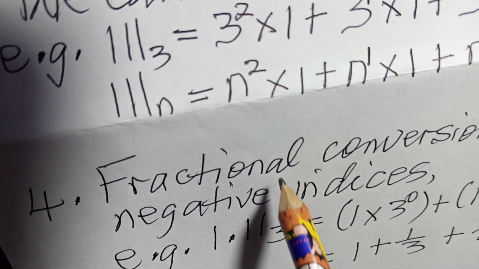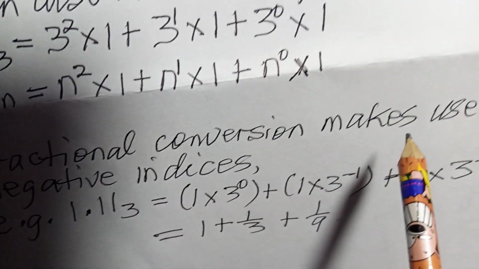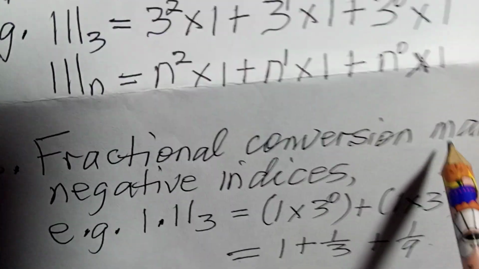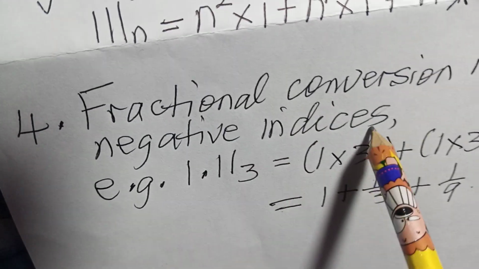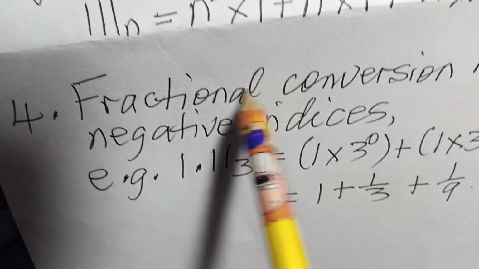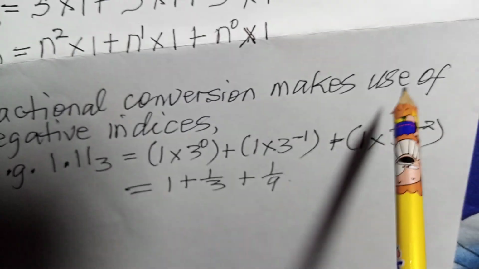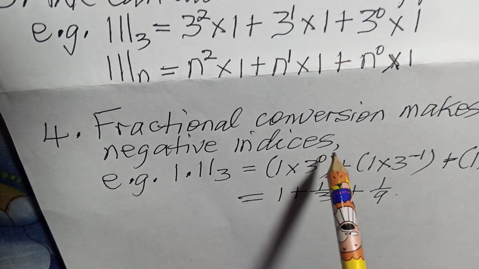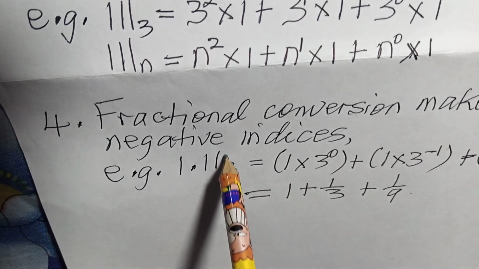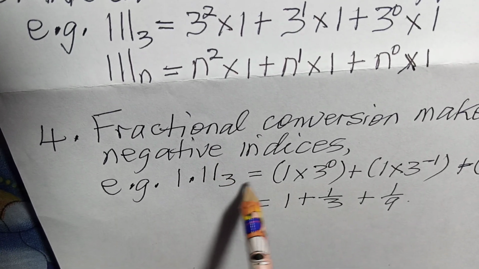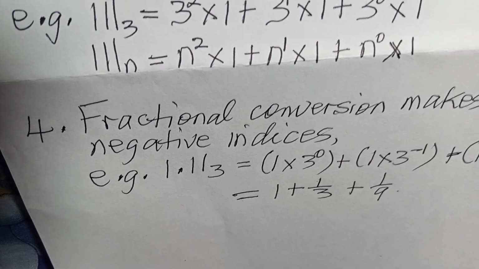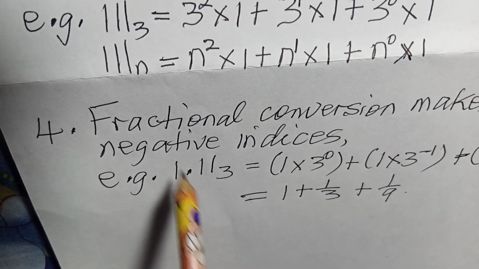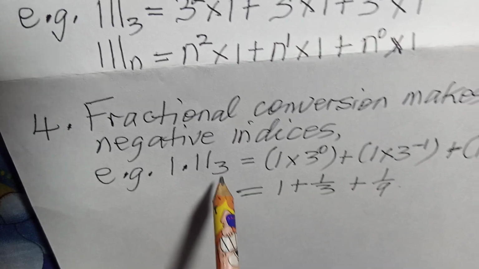And 4, we have fractional conversion. Fractional conversion makes use of negative indices. This is fractional. See, 0.11, that is a fraction. We have 1.11 as an example to base 3.